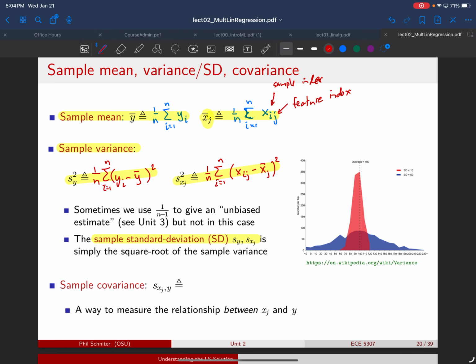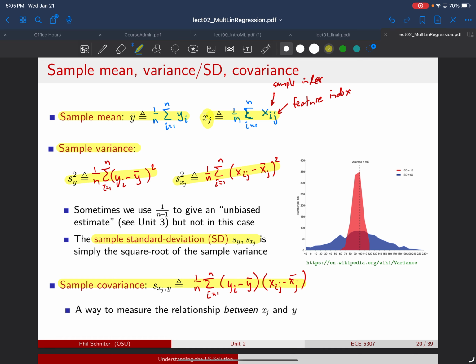Okay, so in this case, you can see I'm squaring this term. Here I'm squaring this term. What if I took one of these and put them inside the average? That's what we're going to do. So we have the sum from i equals 1 to n of (y_i minus y bar) times (x_ij minus x bar_j). This is called the sample covariance, because you're looking at the interaction between these two terms.